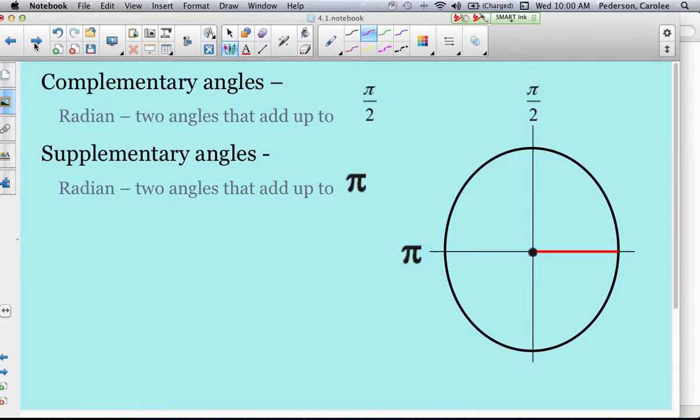We introduced complementary and supplementary yesterday when we were dealing with degrees. Degrees, the complement we said is two angles that add to 90 degrees. The only difference now is now we're in radians. So for the complement, they have to add up to pi over 2, which remember, that is 90 degrees. If we want the supplement, two angles add up to pi, which is down here, 180 degrees. So we're going to apply the same concept as yesterday's lesson.